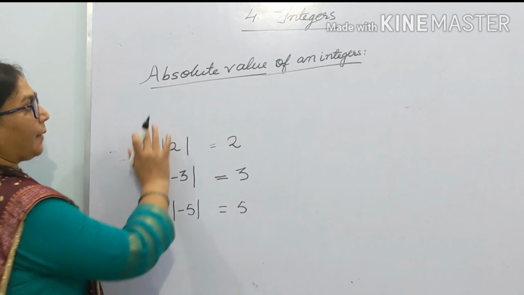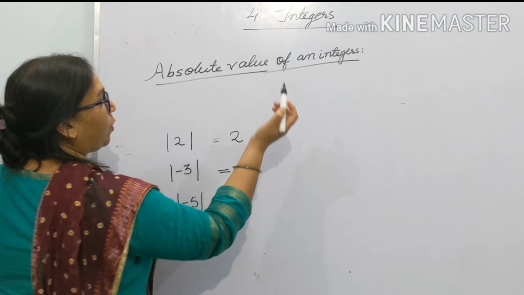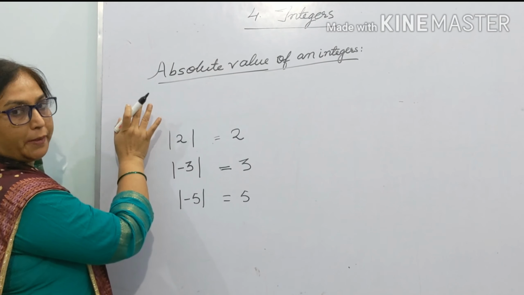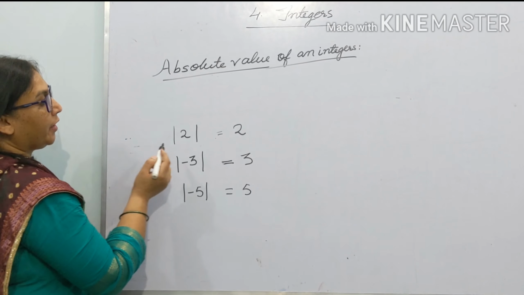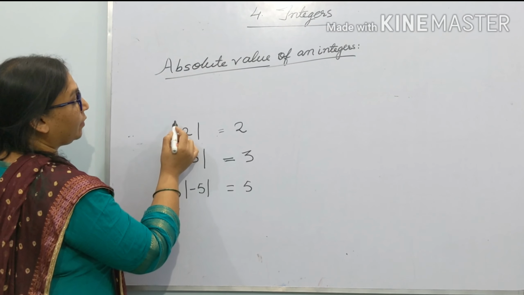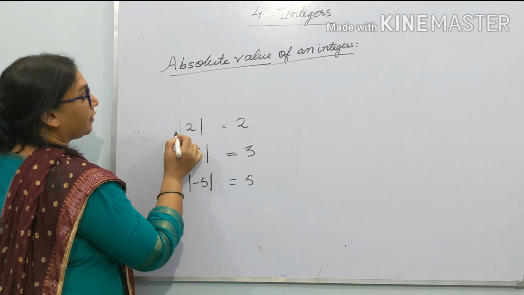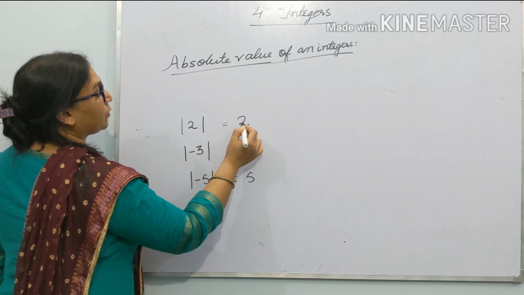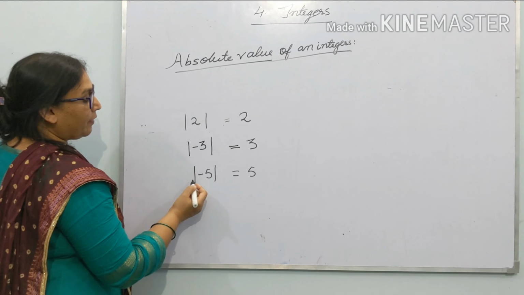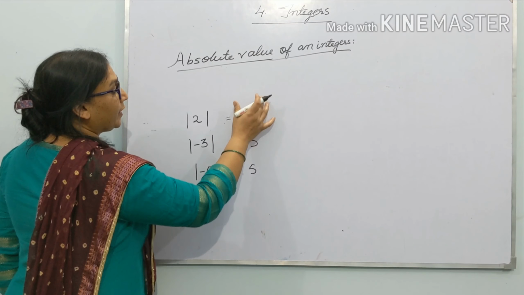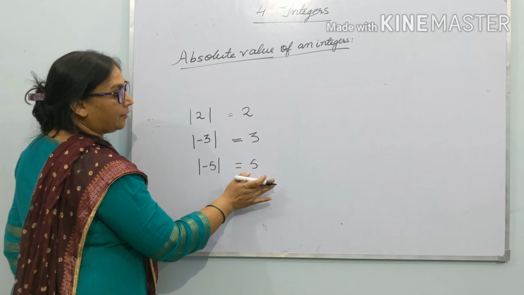Let us talk about the absolute value of an integer. The absolute value of an integer is the whole number obtained by omitting the sign. It is the numerical value of the integer. Here we denote absolute value by writing the integer between two vertical bars. The absolute value of 2 is 2. The absolute value of minus 3 is 3. The absolute value of minus 5 is 5. You can see these values are irrespective of the sign.